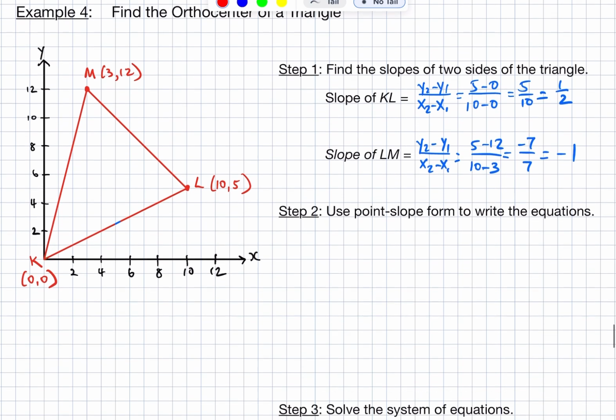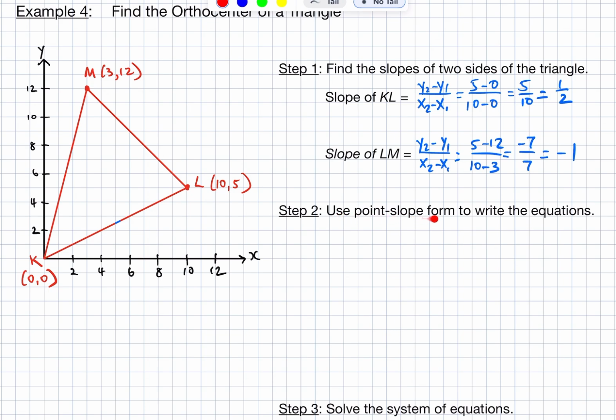All right, so step 2 is going to be using the point slope form to write the equations of the altitudes. Let's pause here for a second. First, we found the slope of KL. KL is over here. So the altitude that relates to KL will be from vertex M down to about here.